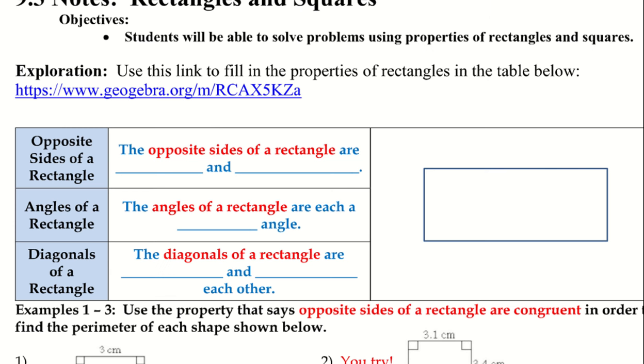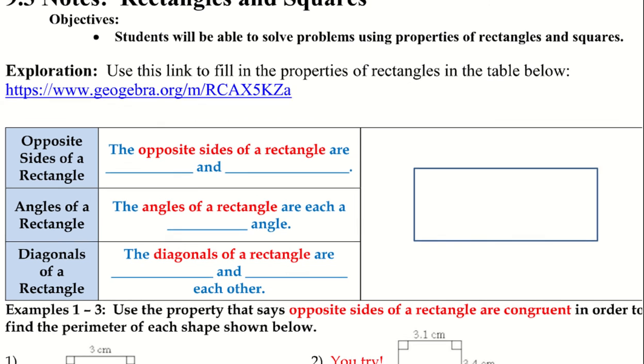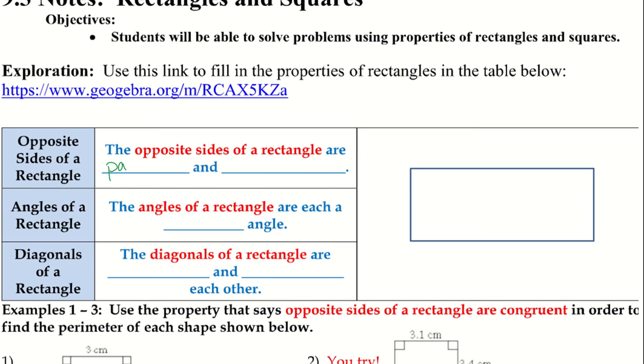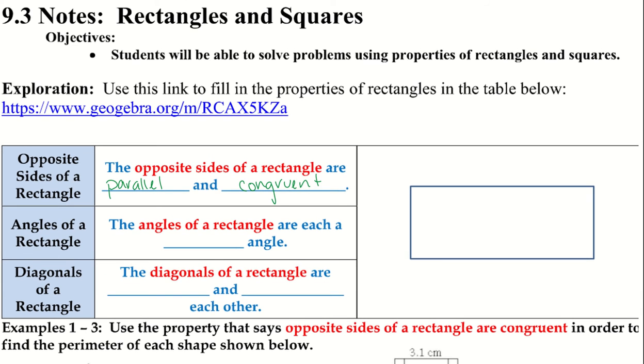All right, so let's go ahead and fill in this chart. The opposite sides of a rectangle are both parallel and congruent. It is important that we recognize that the opposite sides are parallel, which means a rectangle is a parallelogram. A parallelogram is kind of like that broader term. And once we get to squares, a square is also a form of a parallelogram, but it has stricter rules than just the general rules of a parallelogram.